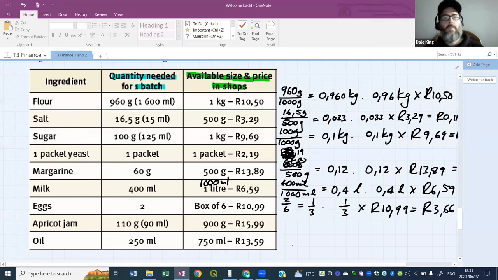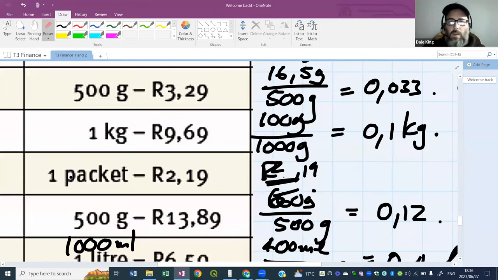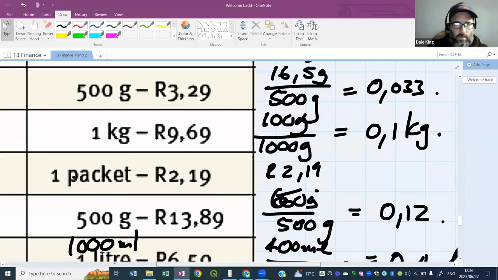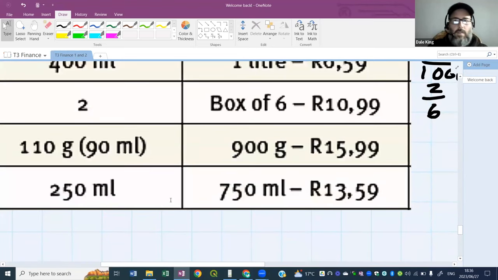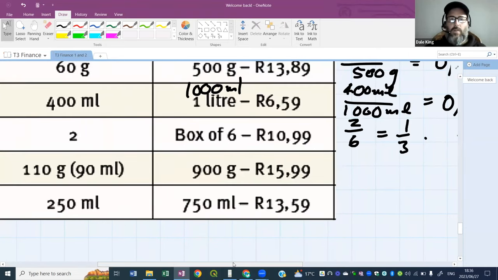Okay, so apricot jam. Let's have a look over here. We need 110 grams, but they only sell it in 900 grams. We're going to complete the same method. I'm going to zoom in a little bit, make it neater, and remove this nonsense here. Sorry, guys, I'm going to zoom out again now. Hold on a second. Okay, there we go. It's the second to last line. We need 110 grams of apricot jam. They only sell it at 900, so you guys can do it. I'll do it with you.